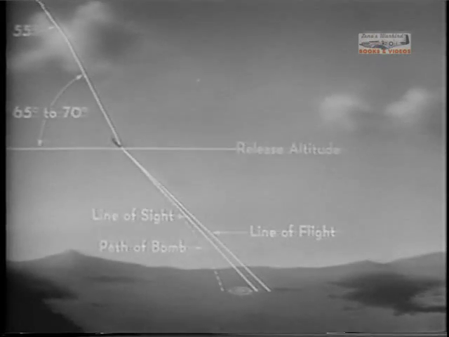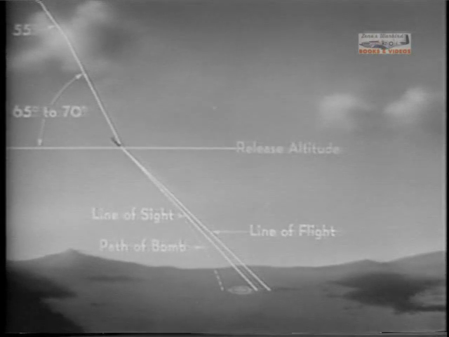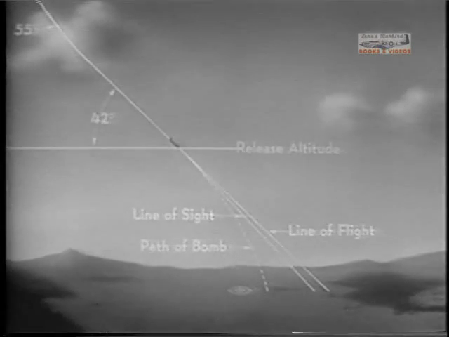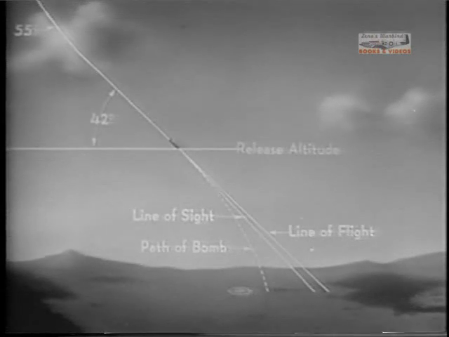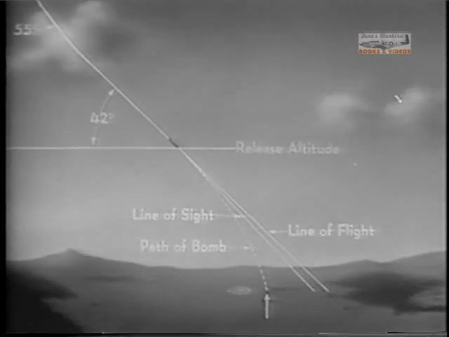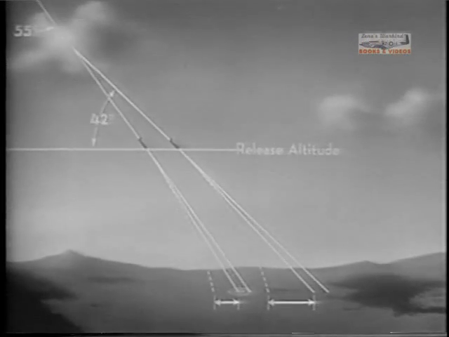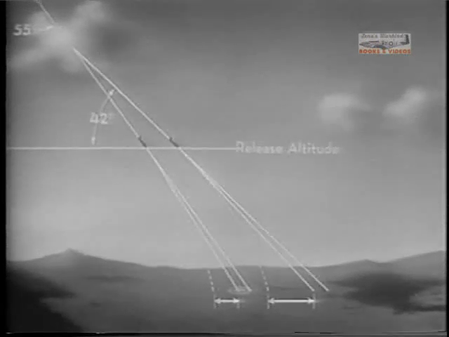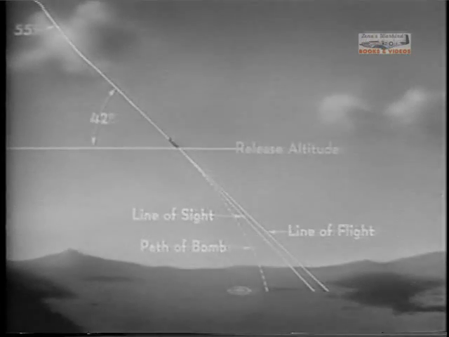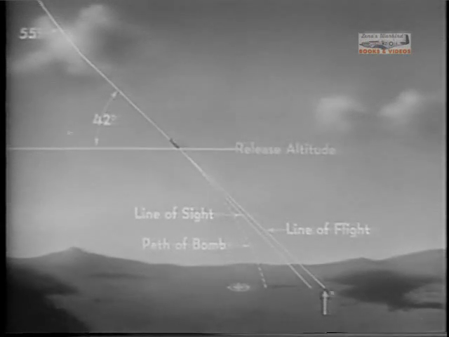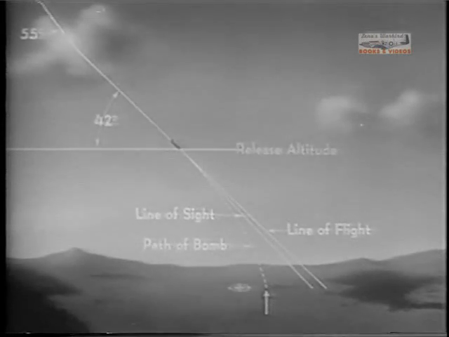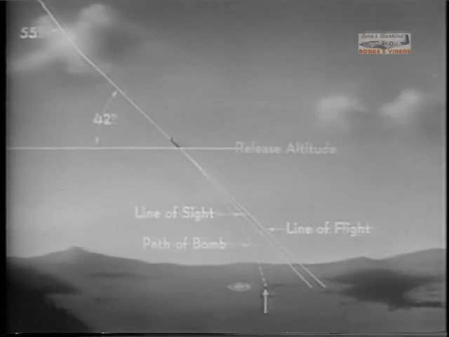Let's repeat the same dive and try to correct it once more. This time, we'll pull the nose up whenever we see we're too shallow. If we release our bomb with no correction, it would land even further short of both the line of flight and line of sight than it did in our original dive. But by diving shallower, we have raised our line of flight far over the target, so that the bomb will land over the target even though it's further short of the line of sight.